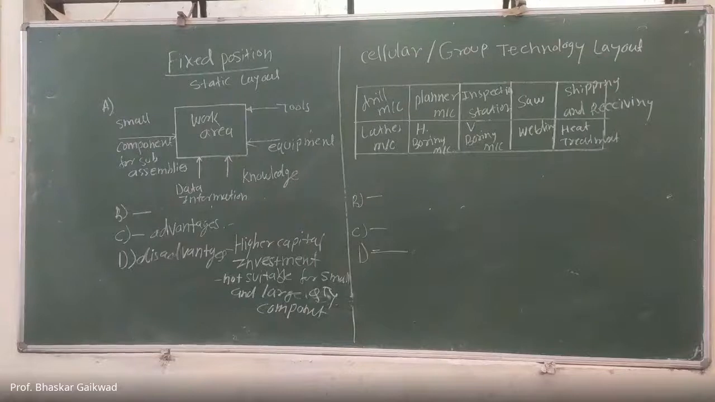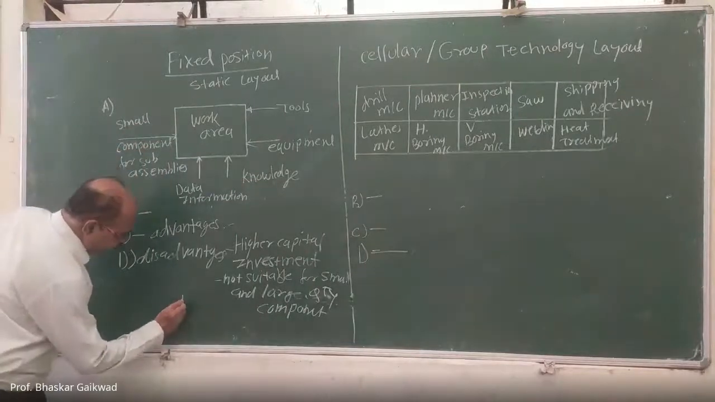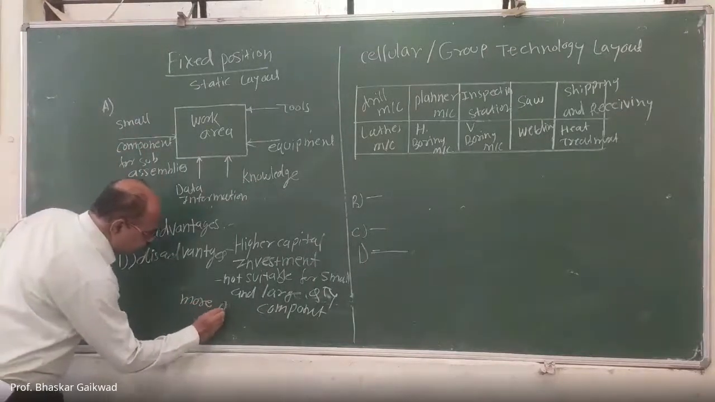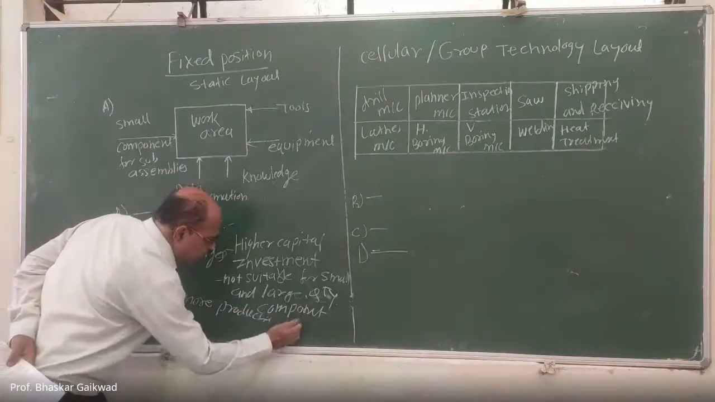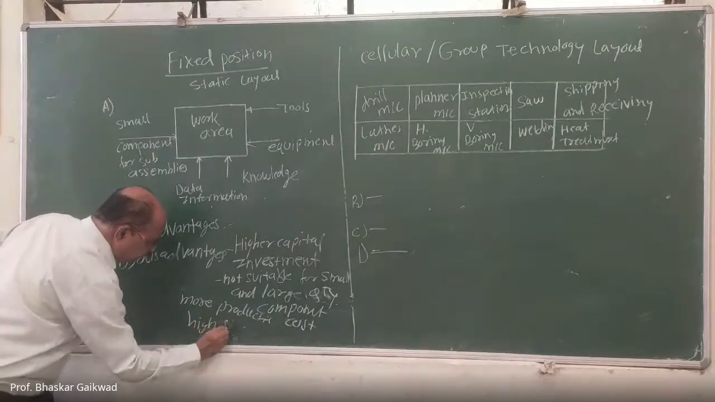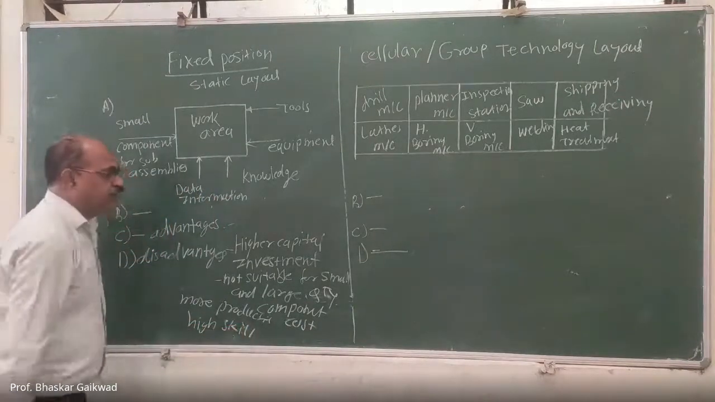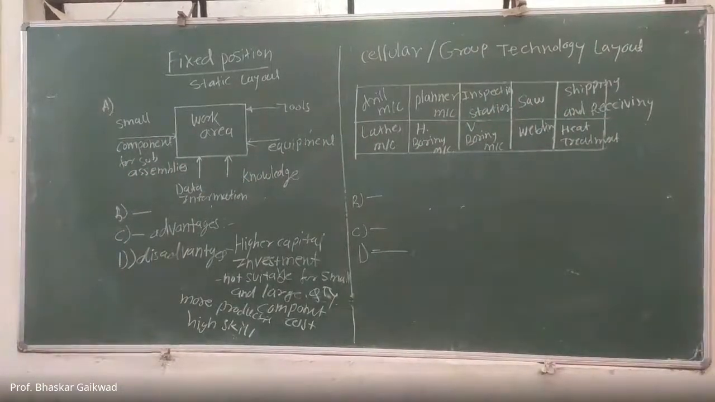High production cost and high skill labor is required. So here production cost is high and high skill labor is required. So these are the disadvantages of the fixed position layout.